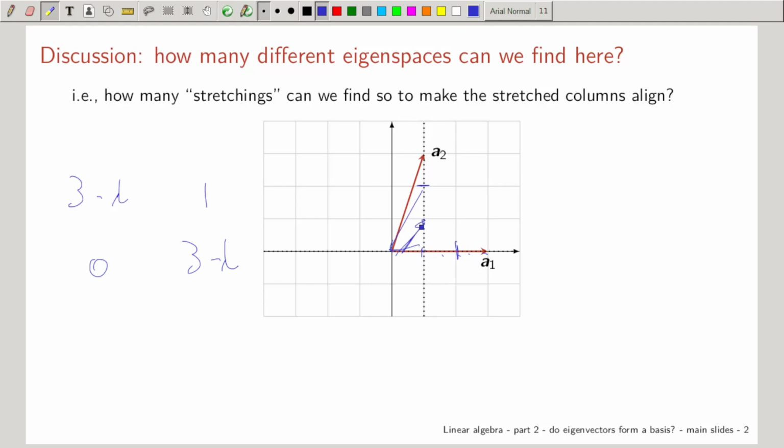One, two, they are not aligned. Three, whenever I put lambda equals to 3, what do I get? 0. I get this one is here, and this one is here, true? You say that you find only one. Perfect.